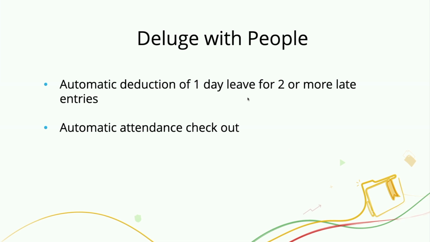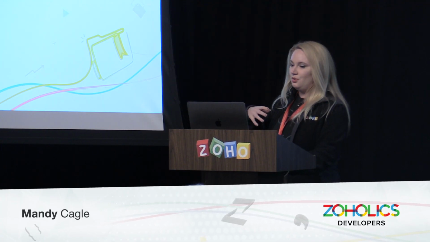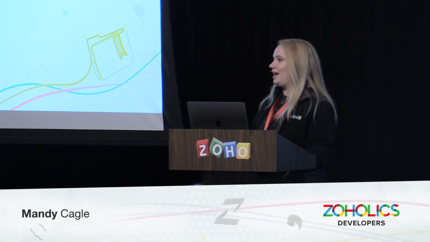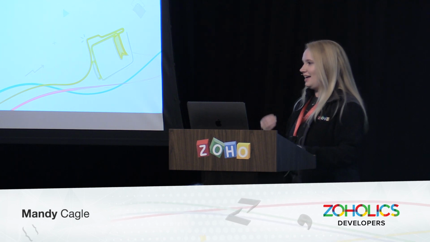So, some ways that we can use Deluge to extend Zoho People. We can do a couple of things. We can use custom functions to do an automatic deduction of leave time. So let's say you have a really strict policy in place, and if you come in late more than 2 days, and you can be really generous and say it's more than an hour late or something like that, it'll automatically take 1 day of leave time off.